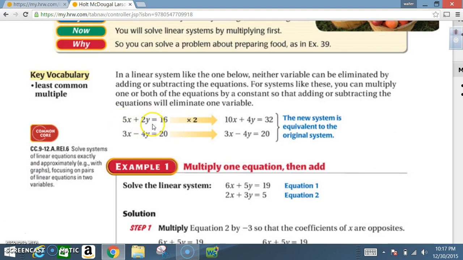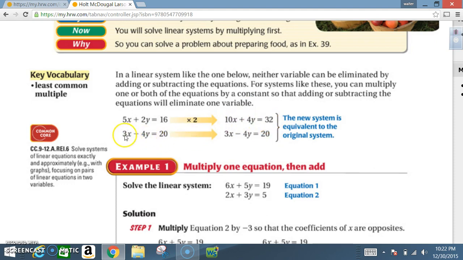5x plus 2y is equal to 16. 3x minus 4y is equal to 20. If you notice, if we try to add or subtract going down, neither the x will disappear nor the y. However, if we multiply the top equation by 2, we will end up with 2 times 5x, which gives us 10x. 2 times 2y is equal to 4y. And 2 times 16 will give us 32.